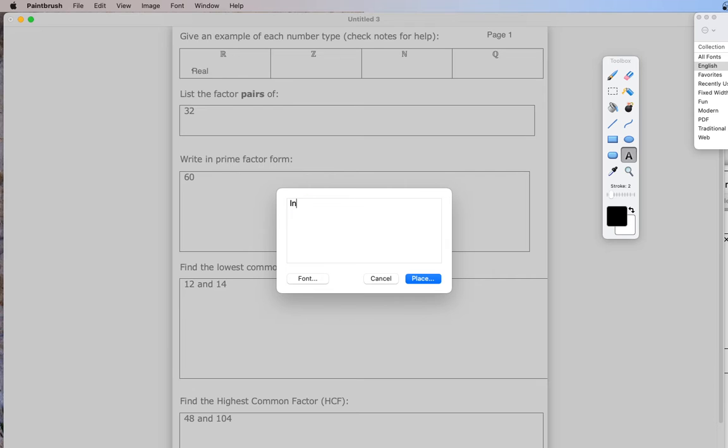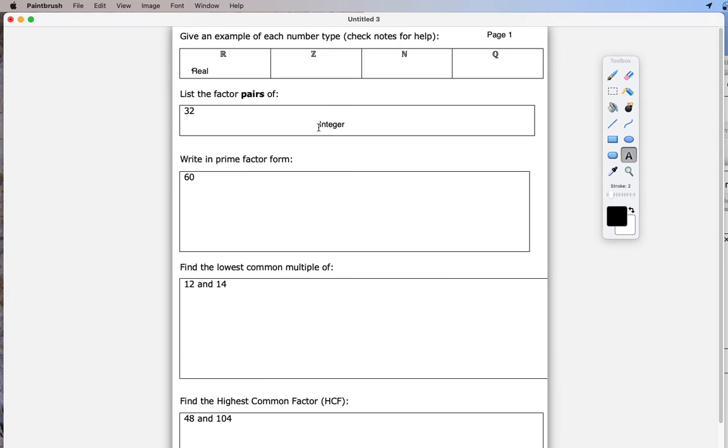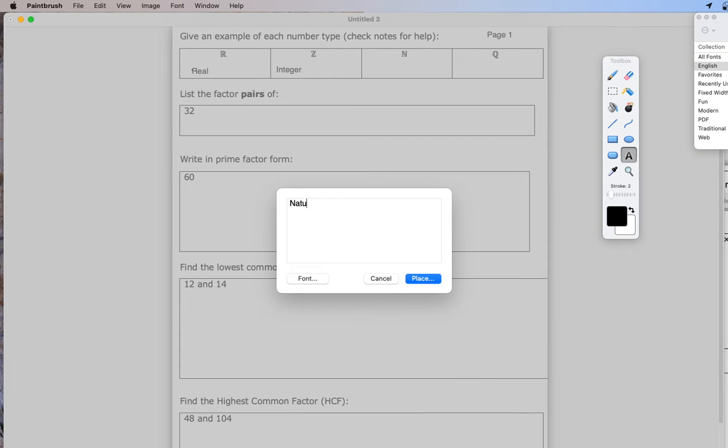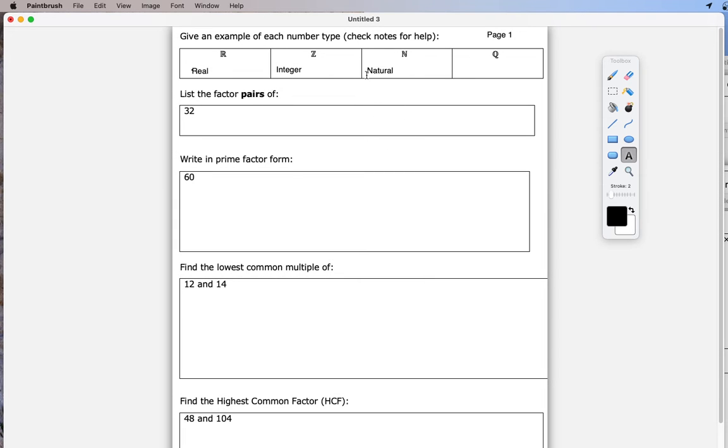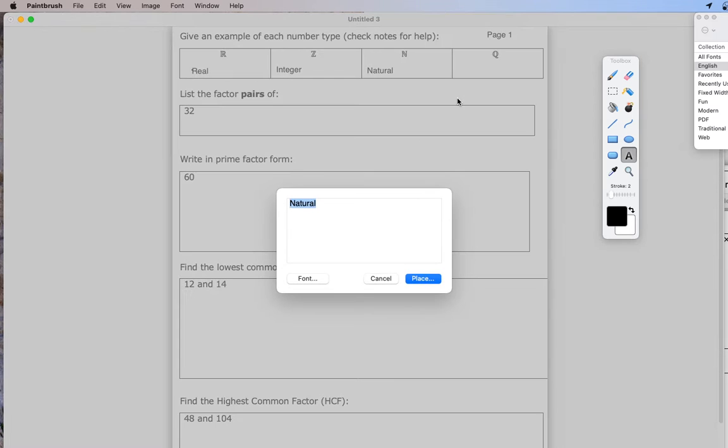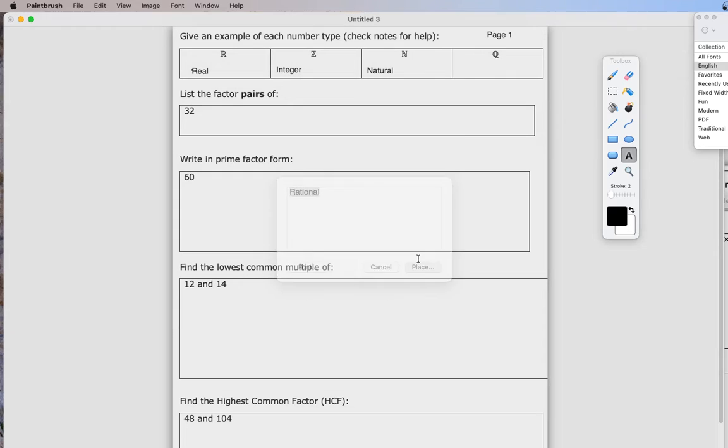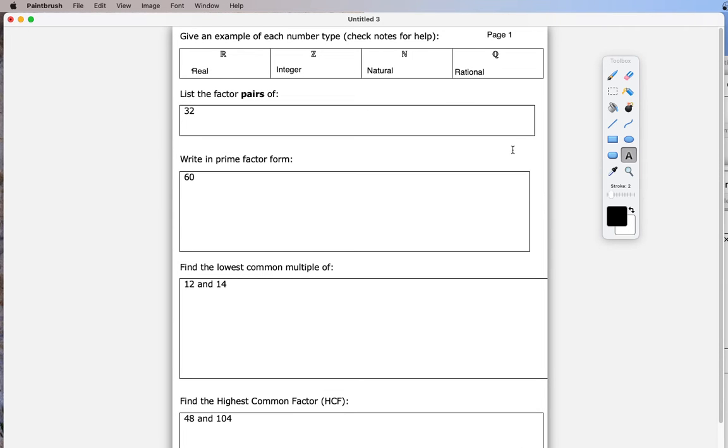Z is called an integer, right? So if you need to look this up in your translator, you can. This is called a natural number, N. And finally, Q we call a rational number. So you have to know these words and the symbols.